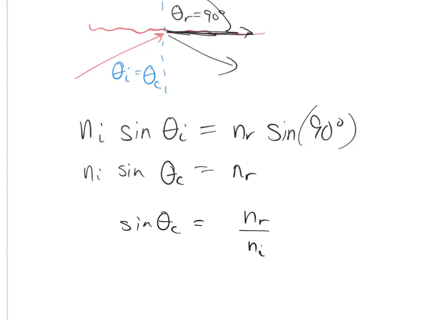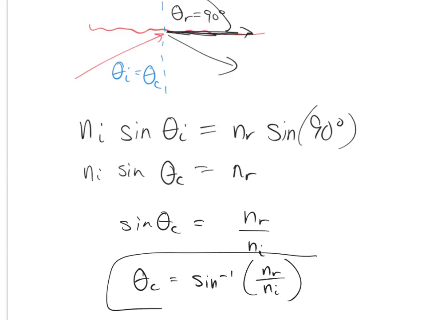How do I get rid of sine? Good. And here's our new formula that we're going to use. This will give you the critical angle for any two materials if the ray travels from slow to fast. That's the big if statement at the end. For this to be true, you have to be traveling from a slower moving material to a faster moving material. From a slower to a faster.